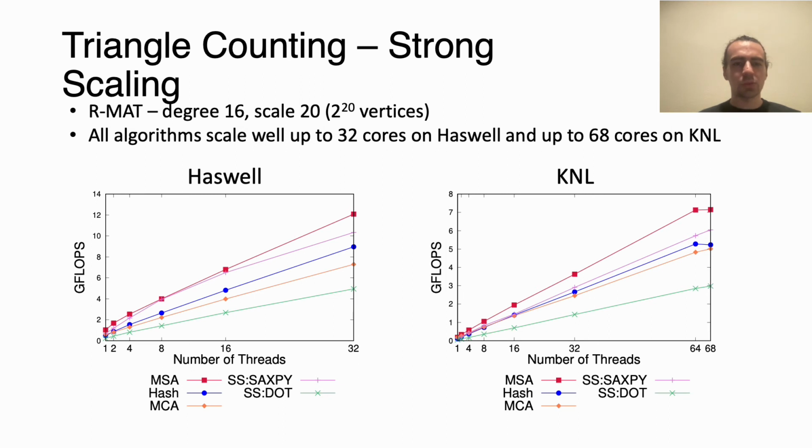This plot shows strong scaling for triangle counting. For the matrix we use an RMAT generated matrix with degree 16 and scale 20, which means that on average each row has 16 non-zeros, and we have 2 to the power of 20 rows in the matrix. All algorithms on Haswell scale well up to all 32 cores, and we can see similar trends on KNL, where all algorithms scale pretty well up to all 68 cores.